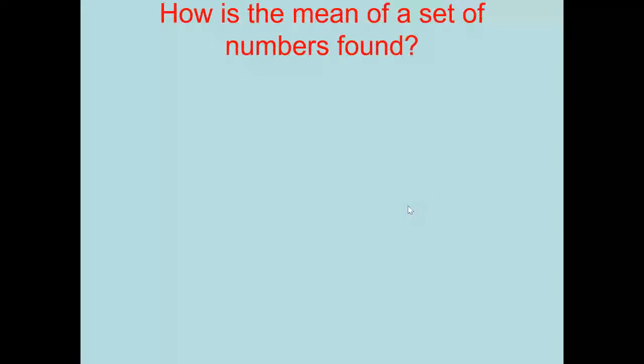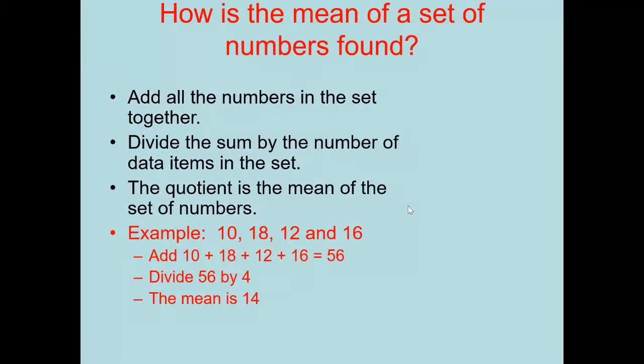All right. So how is the mean of a set of numbers found? We add all the numbers in this set and then we divide that sum by the number of data, or number of numbers in this set. Okay, so we're adding all the numbers together and dividing by how many numbers we have.